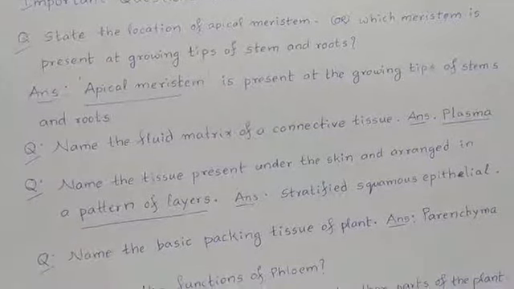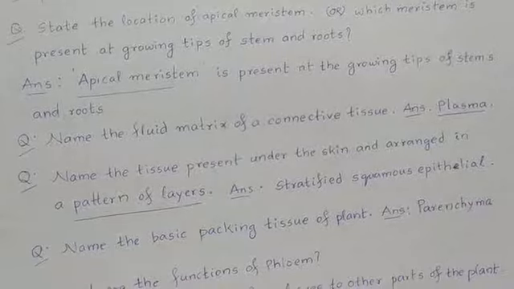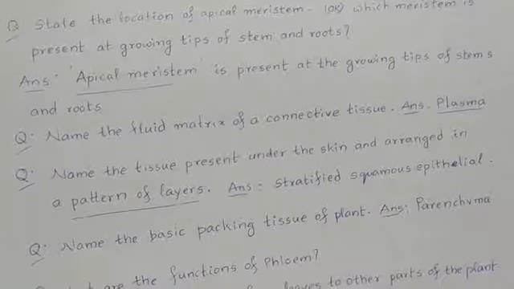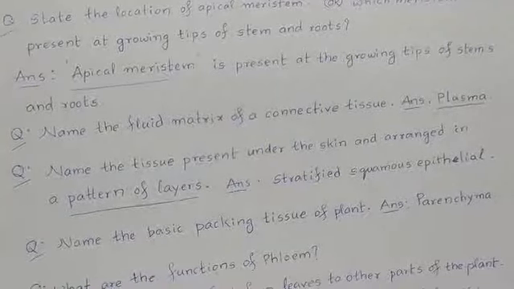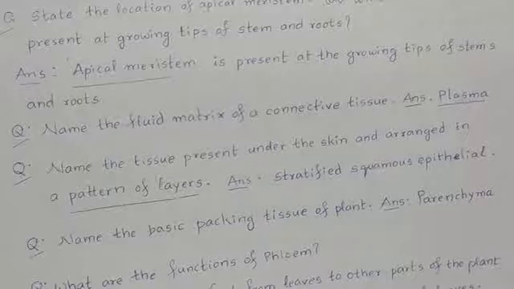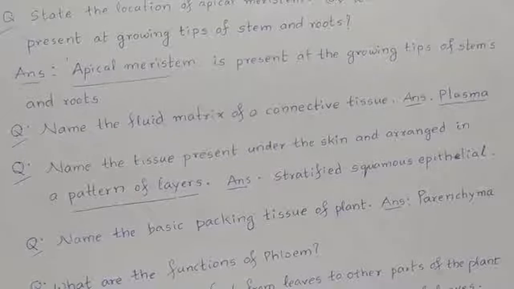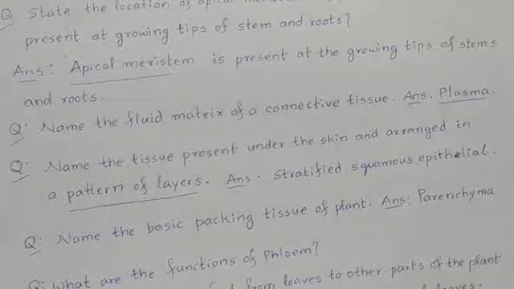Name the fluid matrix of a connective tissue. There are three types of connective tissues: solid connective tissues, liquid connective tissues, and semi-solid type. In the liquid connective tissue, the fluid matrix is present. The only liquid connective tissue is blood. In that, the fluid matrix is plasma.